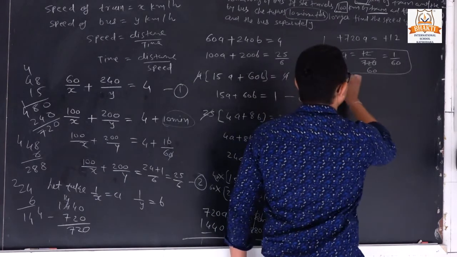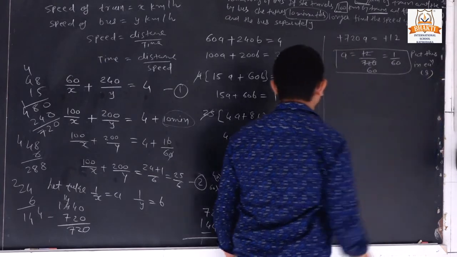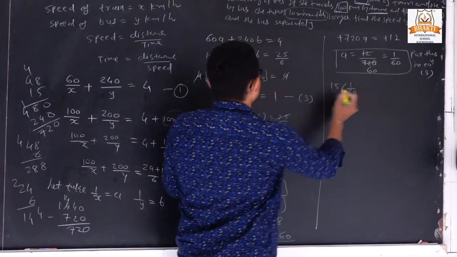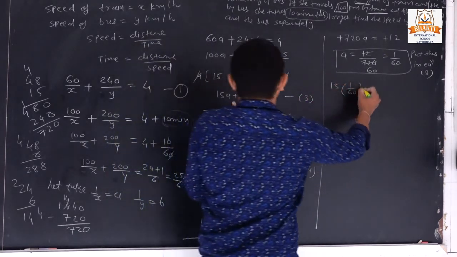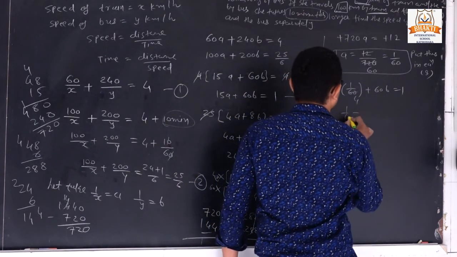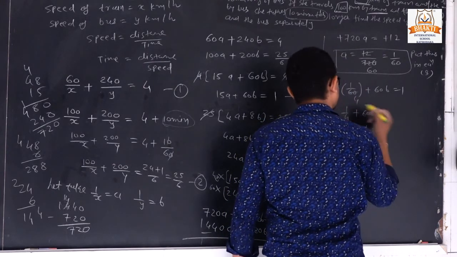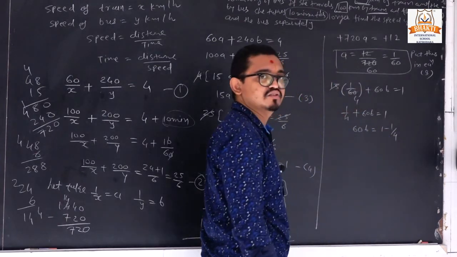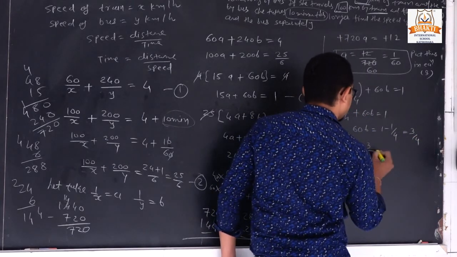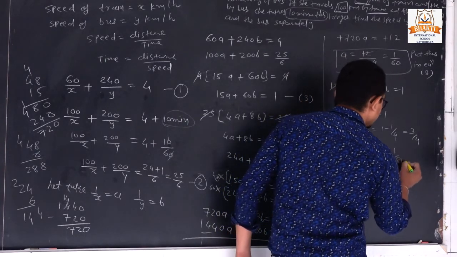Now put this value in equation number 3 or 4. We can put in 3. So 15a, clear, 15a, so a is replaced with 1 upon 60, plus 60b is equal to 1. So 15 4s are, so 1 by 4. So 60b is equal to 1, this 1 by 4 is going to the second side, so it is minus 1 by 4. 4 1s are 4 minus 1, so it is 3 by 4. So b is equal to 3 upon 4 into 60. 3 1s are, 3 2s are, so it is 1 upon 80.